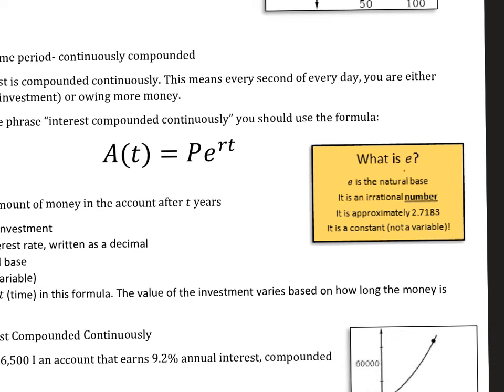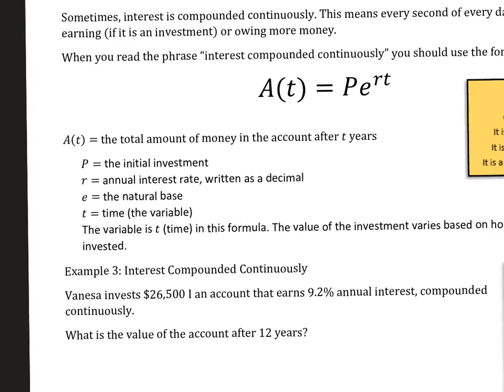So what is e? e is the natural base. It is an irrational number, so it's kind of like pi, like 3.14159 and so on. It's just a longer version of it. It is approximately 2.7183 and then some other stuff. It is a constant, not a variable. So do not ever solve for e. e is a constant, just like pi.